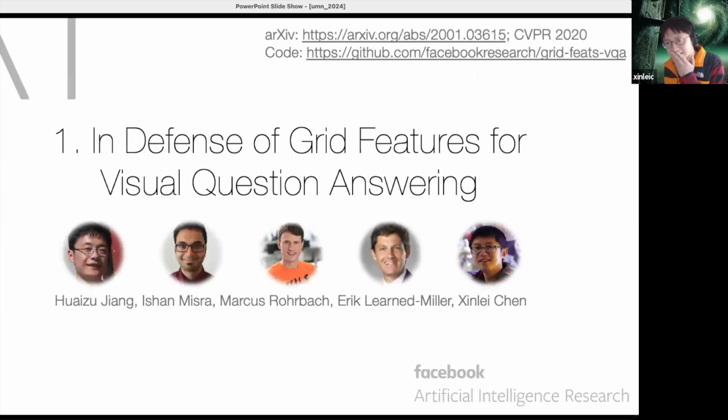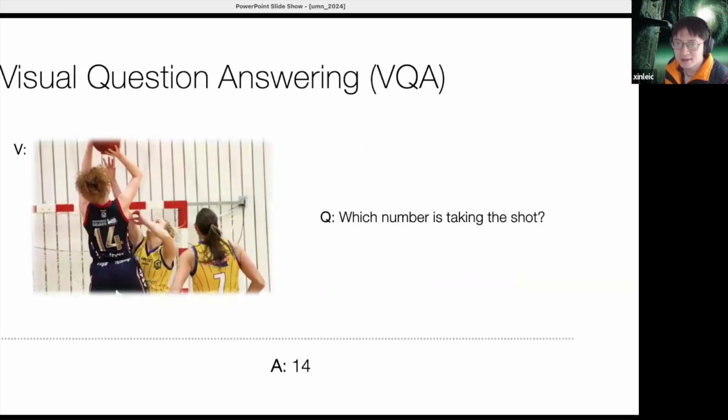So let's move in. The first one is for VQA. It's a work published in 2020, so it's a couple of years back. And what we mean by VQA as a task is that you have some visual input, an image, you have some text input, that's questions, and the model will have to give a correct answer. So that's VQA for this task.